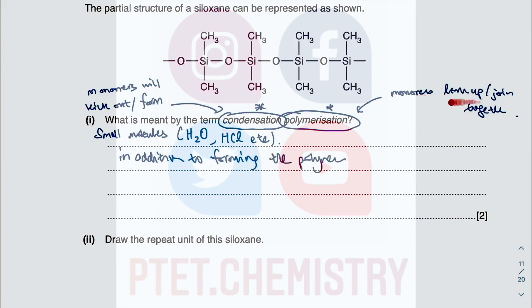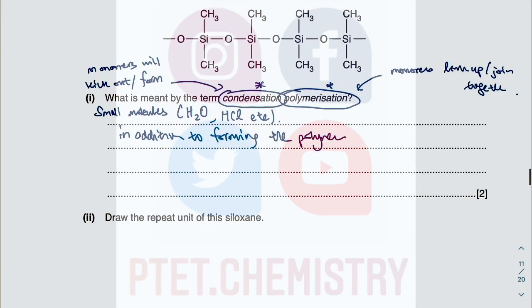So when this happens, we need to talk about monomer because monomer forms the polymer. When they join together, they will form the polymer, but they will kick out or form a small molecule in addition to the polymer that you want. Whereas in addition polymer, you do not kick out another molecule, they just add together, okay?